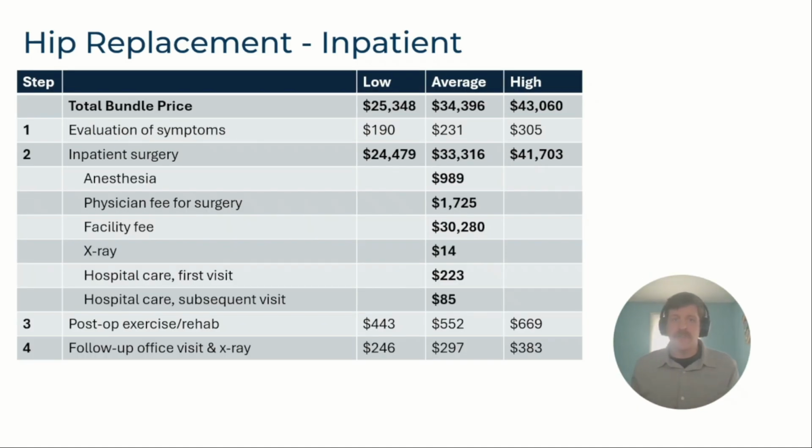Zooming in on the surgery step, because that was the most expensive step in the bundle, we can see it's actually comprised of several different services. We have an anesthesia fee, physician fees for both the surgeon and for care in the hospital, and a hospital facility fee, which again, for the inpatient hip replacement, is the majority of the bundle cost. Over $30,000 was due to the facility fee. So these types of visualizations can help patients understand where costs are coming from and what types of questions they might want to ask their provider when they're shopping for services.